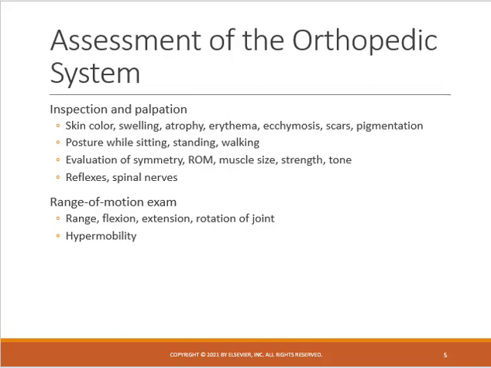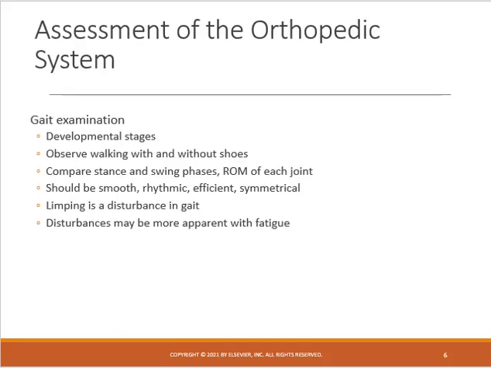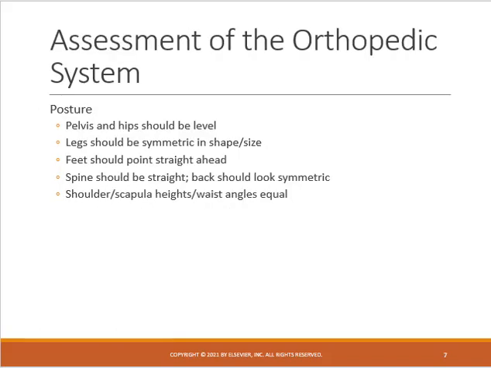and complete range of motion exercises, and assess for any hypermobility during your exam. It's always important to see how the patient is walking. Where are they on their developmental steps? You want to watch them walking with and without shoes, away from you and towards you. It's important to compare stance and how their arms swing, range of motion of each of the joints. You want it to be smooth and rhythmic. Limping would be considered a disturbance in gait. And know that disturbances can be more obvious when the child is tired.